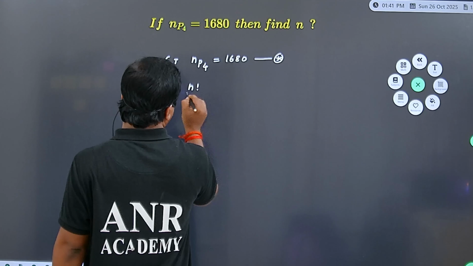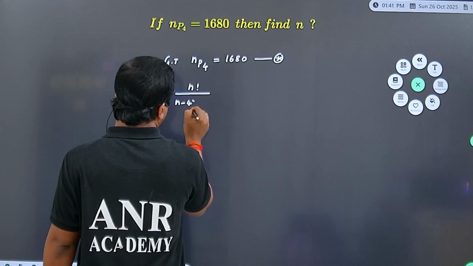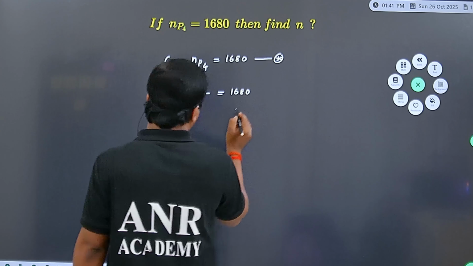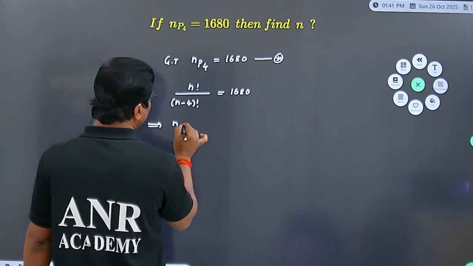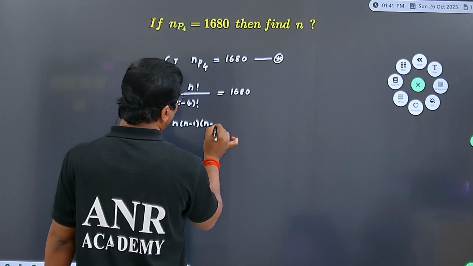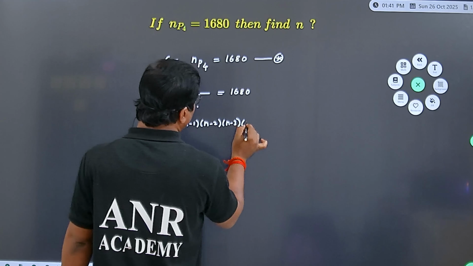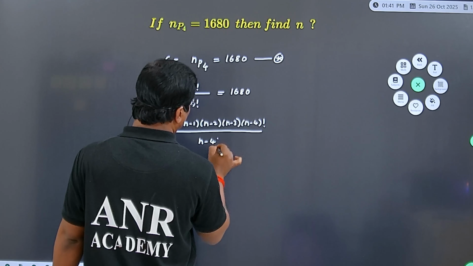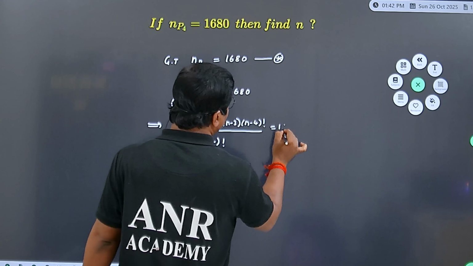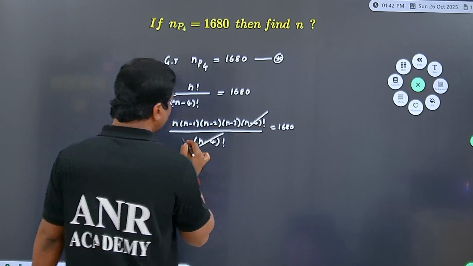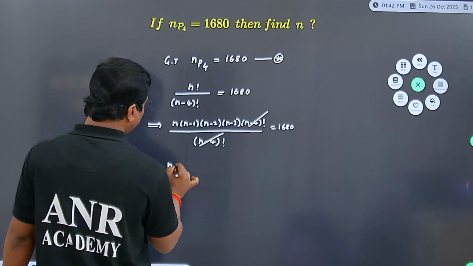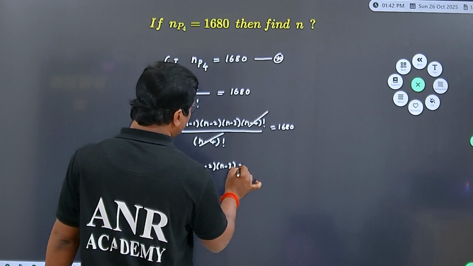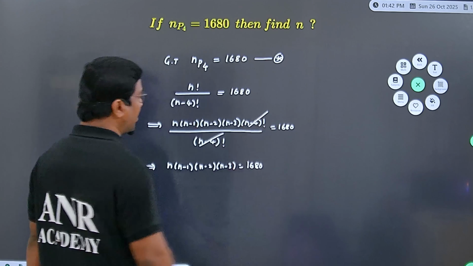nP4 written as n factorial by n minus 4 factorial, that is 1680. On simplification it is n, n minus 1, n minus 2, n minus 3 of n minus 4 factorial divided by n minus 4 factorial, that is 1680. These two terms get cancelled and we get n of n minus 1, n minus 2, n minus 3 is equal to 1680.